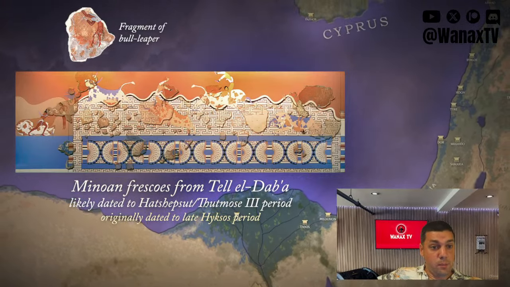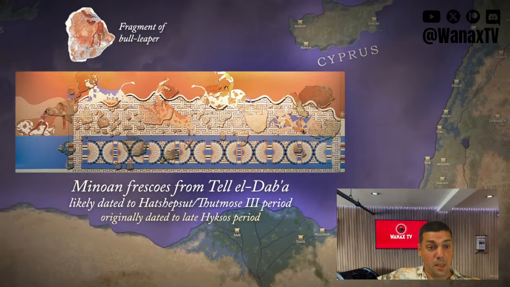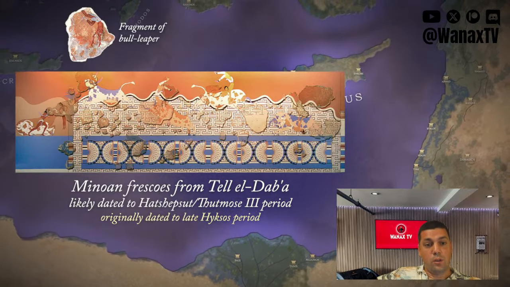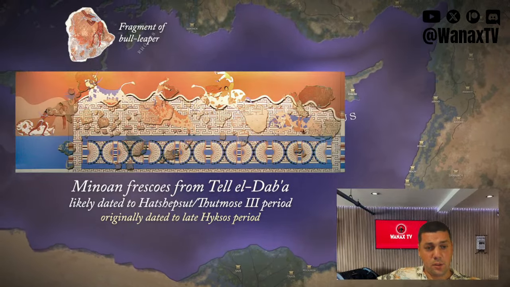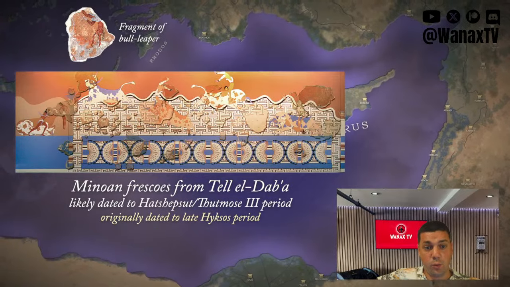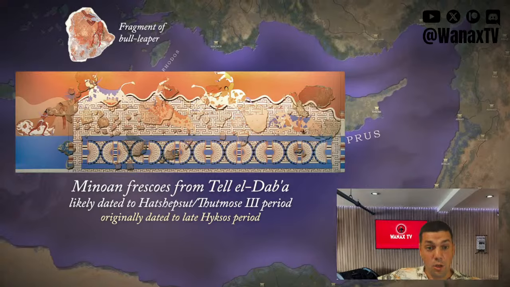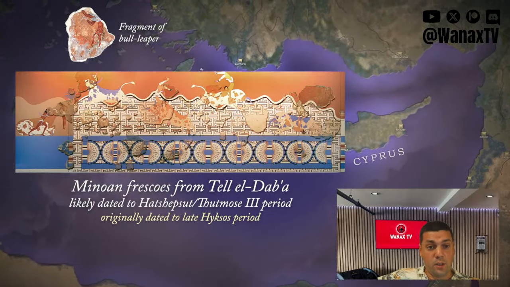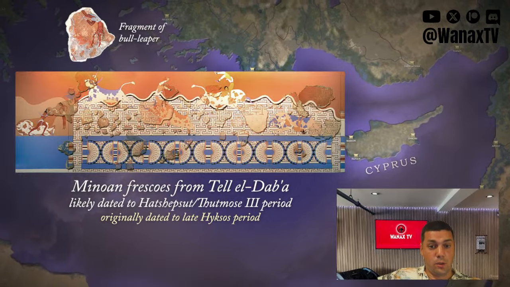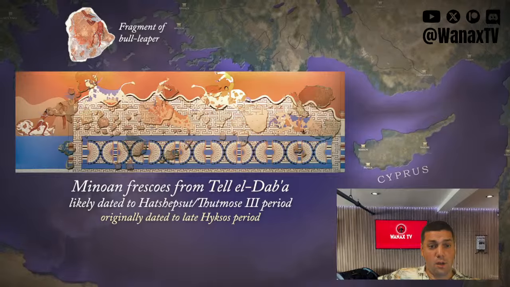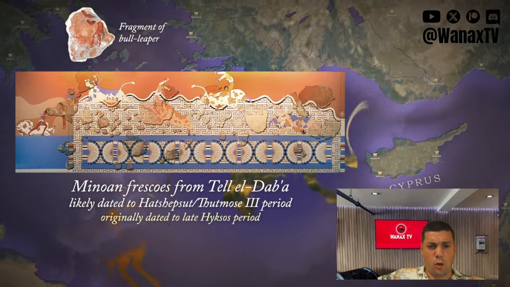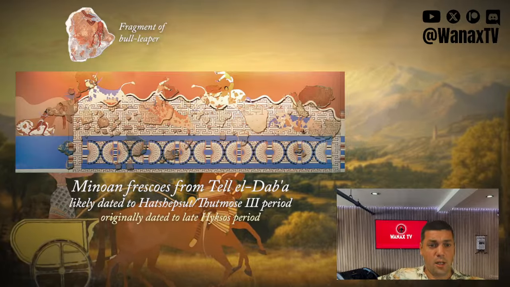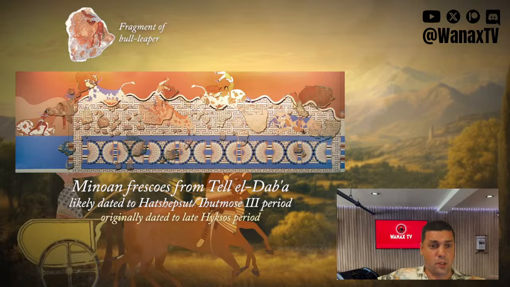We have a fragment of Bull Leaper, and here are the frescoes from Tel el Daba, likely dated to the reign of Hatshepsut and Thutmose III. We do know that during the early reign of Thutmose III, at first Hatshepsut was the pharaoh. She was in charge, and then she ruled together with her son Thutmose III. And then when she passed away, Thutmose continued his reign as a sole pharaoh. And towards the end of his reign, he started deleting his mother from the royal descriptions, frescoes, pictures. The reason for that is not known, presumably because she was a woman, or perhaps of some other unpopularity that she had among some relevant factors in Egypt.